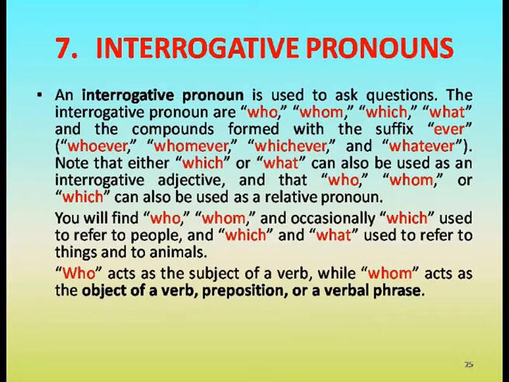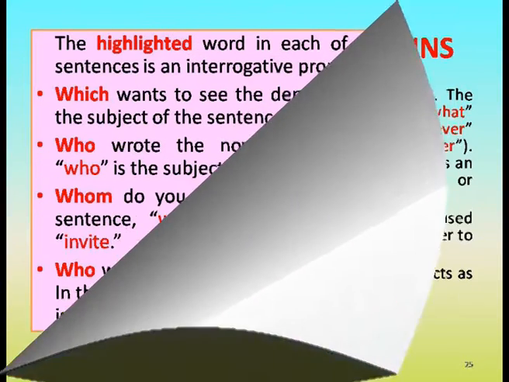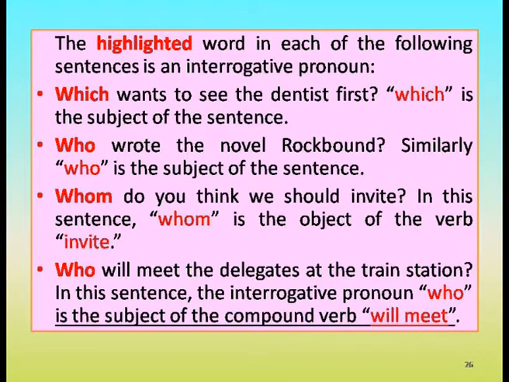Who acts as the subject of a verb, while whom acts as the object of a verb, preposition, or a verbal phrase. The highlighted word in each of the following sentences is an interrogative pronoun. Which wants to see the dentist first? Which is the subject of the sentence. Who wrote the novel Rockbound? Similarly, who is the subject of the sentence.